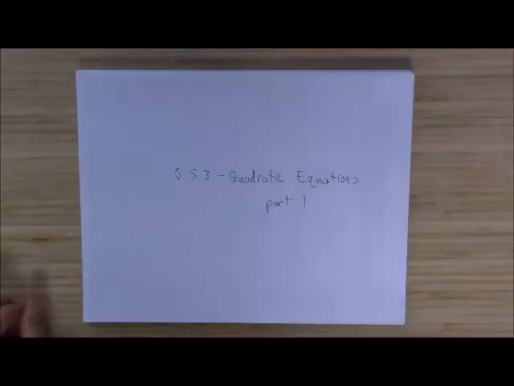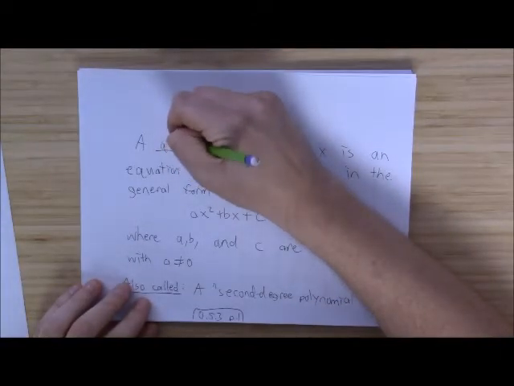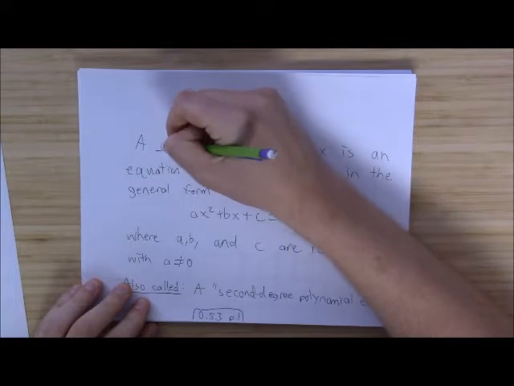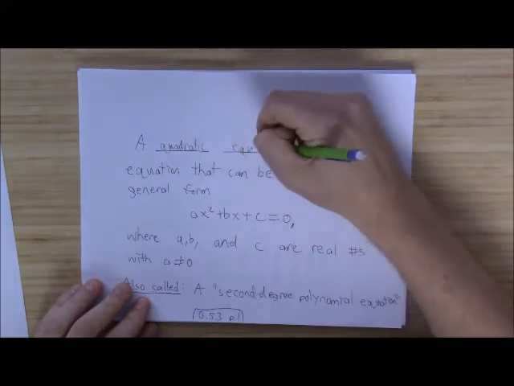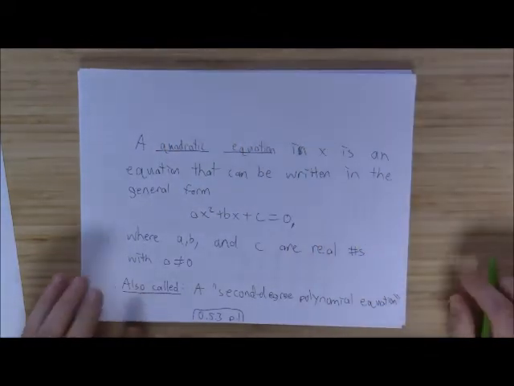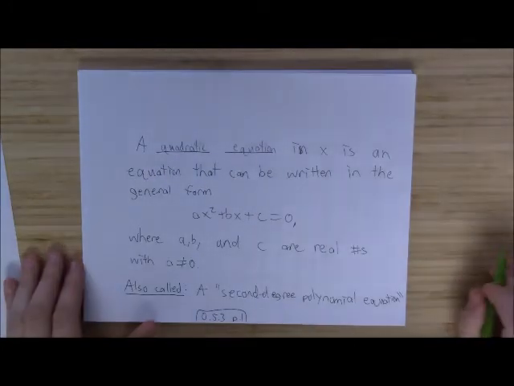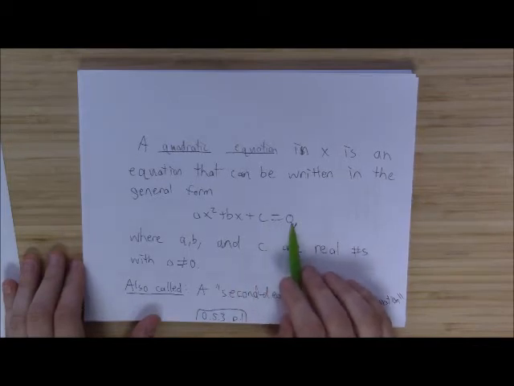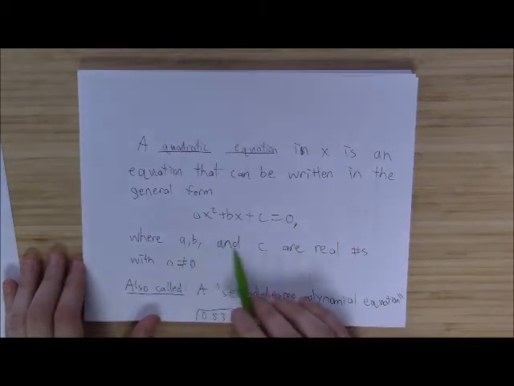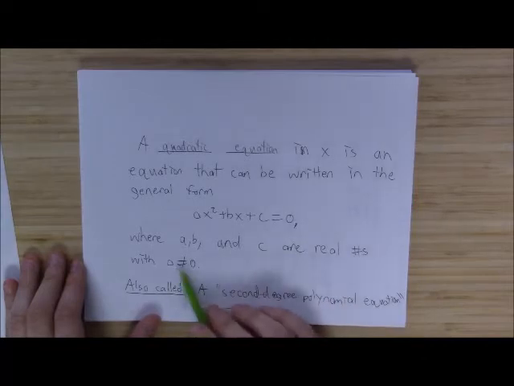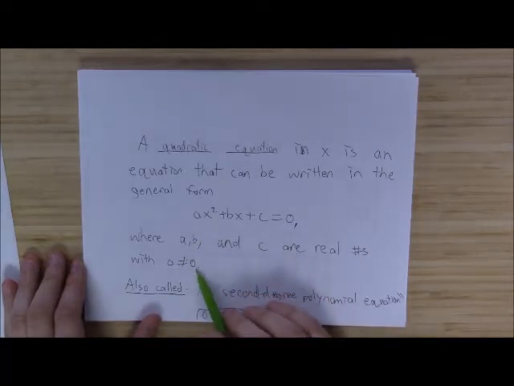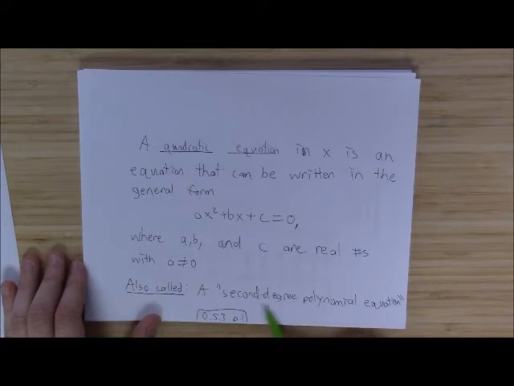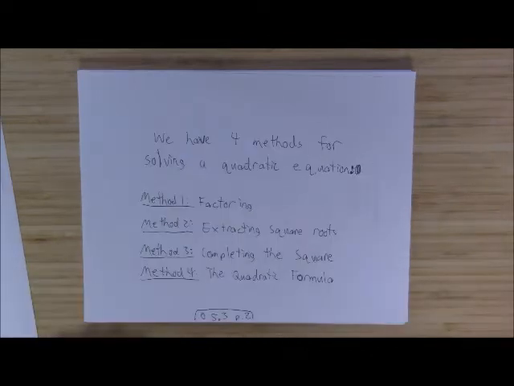In this video, we're going to start talking about quadratic equations. Now, by a quadratic equation, we mean an equation in x that can be written in the general form ax squared plus bx plus c equals 0, where a, b, and c are all real numbers, and you want the leading coefficient a to not equal 0. This is also called a second-degree polynomial equation.